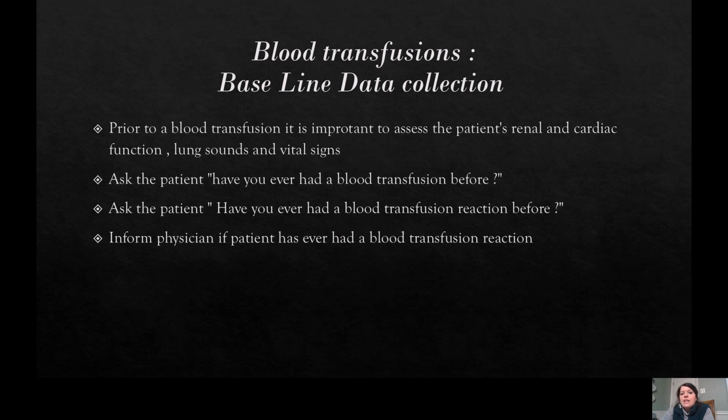So baseline data collection must take place before administering blood. We must know the patient's renal and cardiac function, their lung sounds, and their vitals. We have to have a baseline, or we have nothing, just like with any assessment. If we don't have a baseline, we don't have a comparison, and we don't know when a status change occurs.